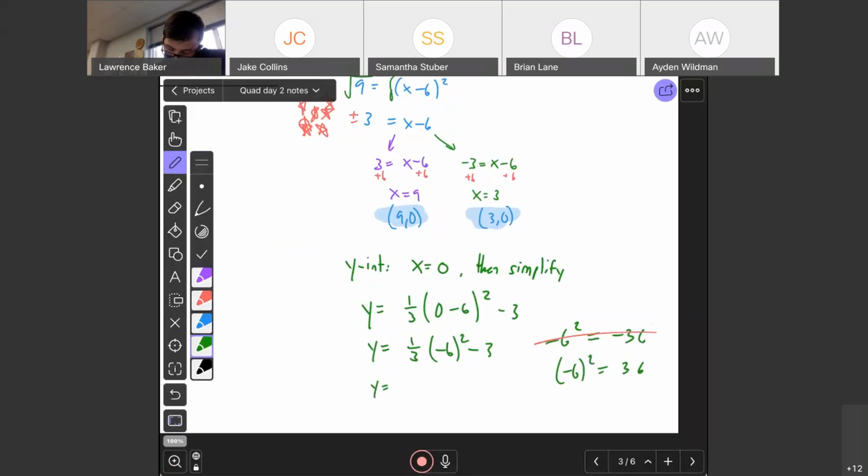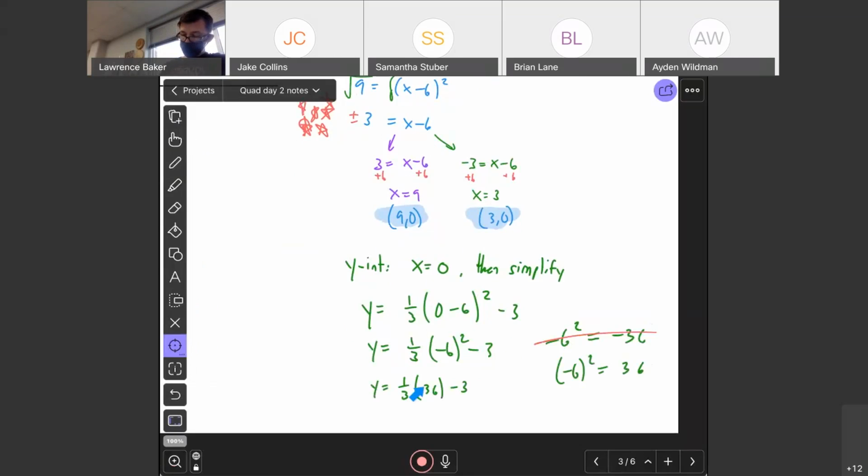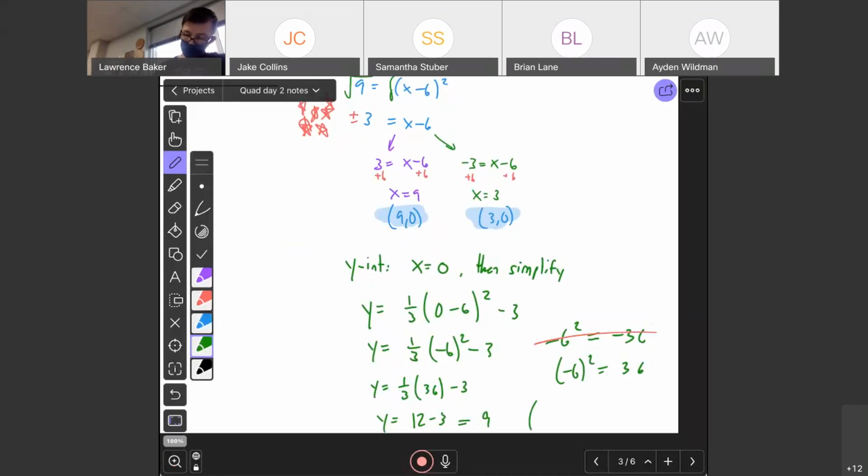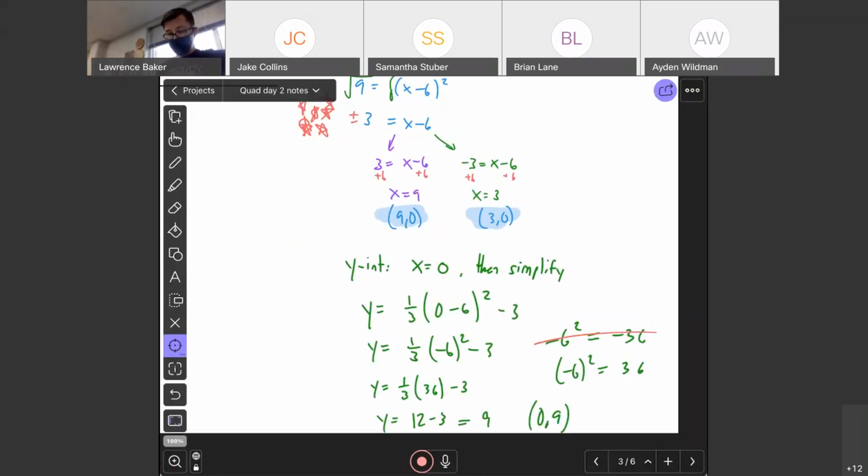That'd be 1/3 of 36. 1/3 times 36. We talked about that trick. 36 divided by 3 is 12. Times 1 is 12. 1/3 of 36 is 12. 12 minus 3 is 9. So our y-intercept is at (0, 9). It's just a coincidence, like this is (9, 0), (0, 9). There's nothing special about that.